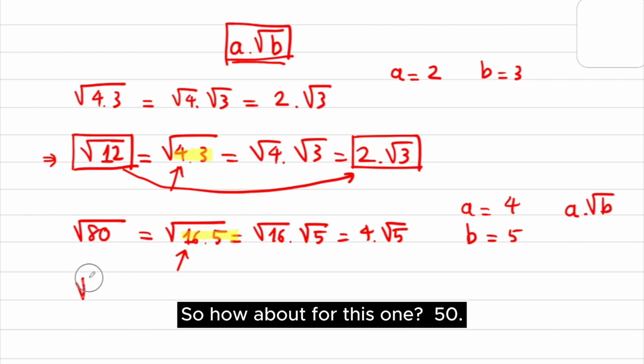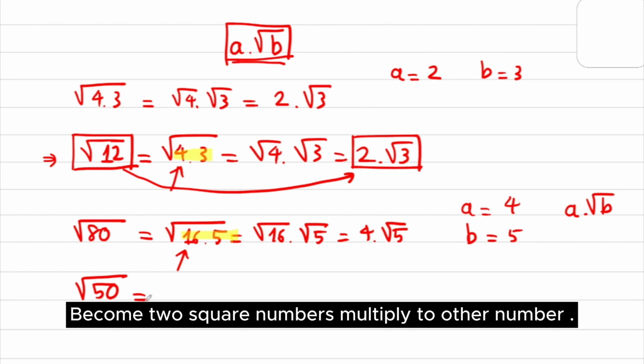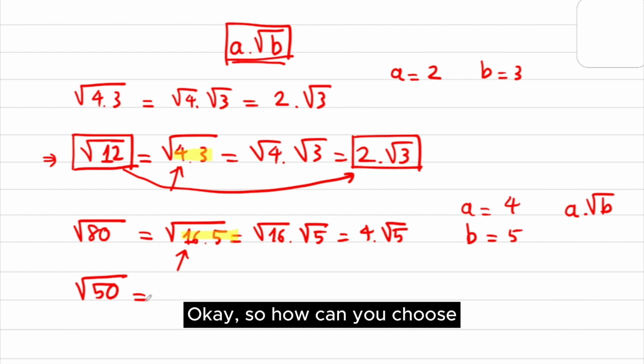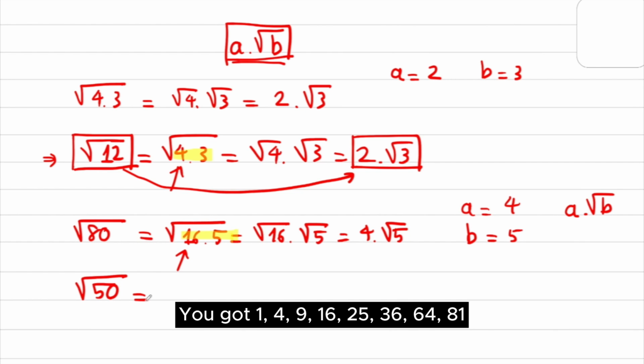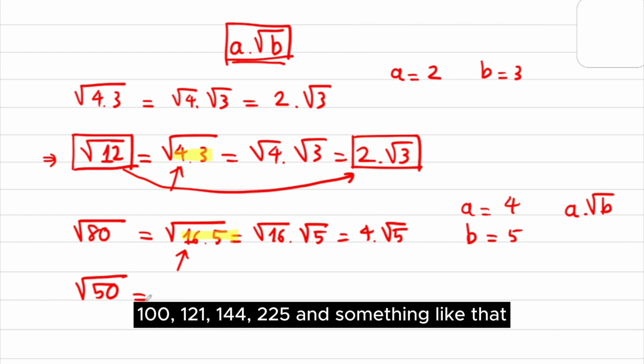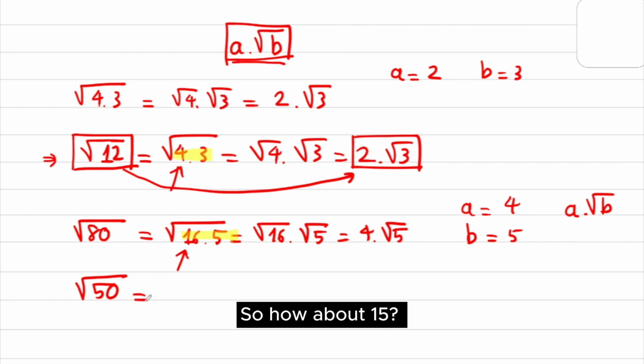So how about this one, 50? How can you factorize 50 into a square number multiplied by another number? So how can you choose? You have to remember the square number table. You got 1, 4, 9, 16, 25, 36, 64, 81, 100, 121, 144, 225, something like that.